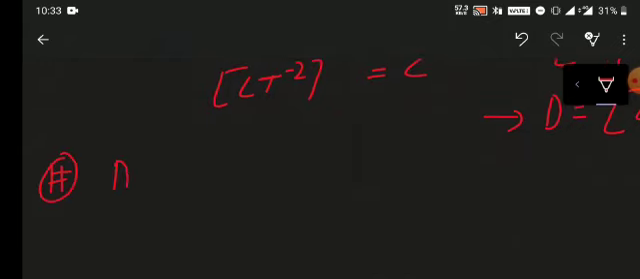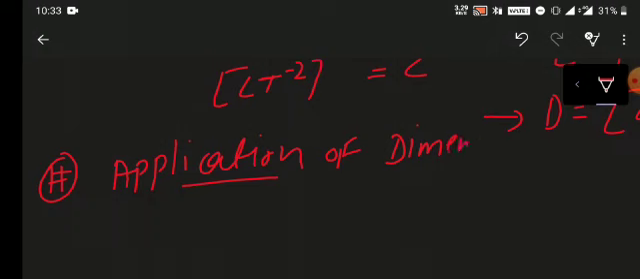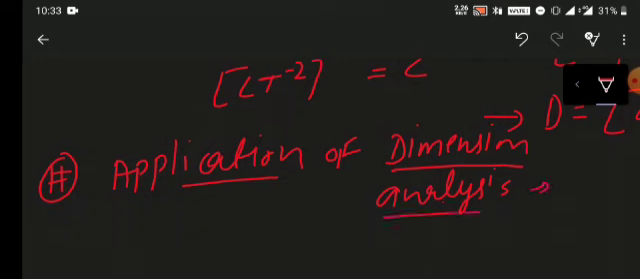The next one is applications of dimension analysis. Look, the first application is it is used to convert the units from first part to second part.